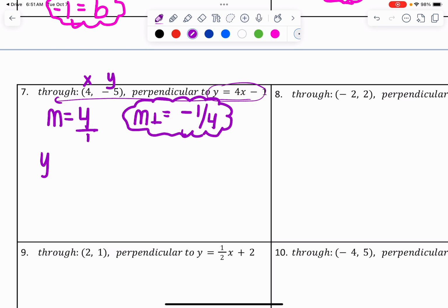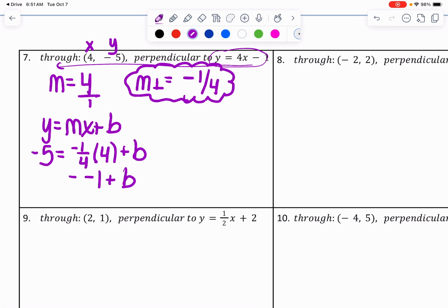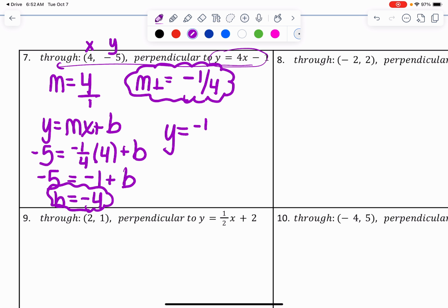So it'd be y equals mx plus b, and so it'd be -5 equals your slope -1/4 times x, which is 4, plus b. And so negative 1/4 times 4 is going to be a negative 1, plus b, you can just plug that in your calculators, equals negative 5. And then add 1, you would get b equals negative 4. And so I'm plugging what I circled into my equation. So the equation of the line perpendicular would be y equals negative 1/4 x minus 4.